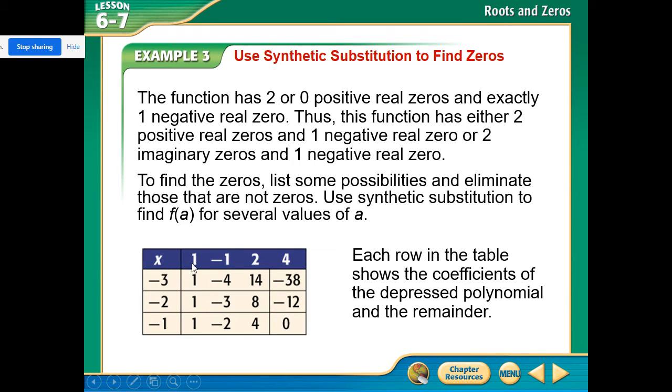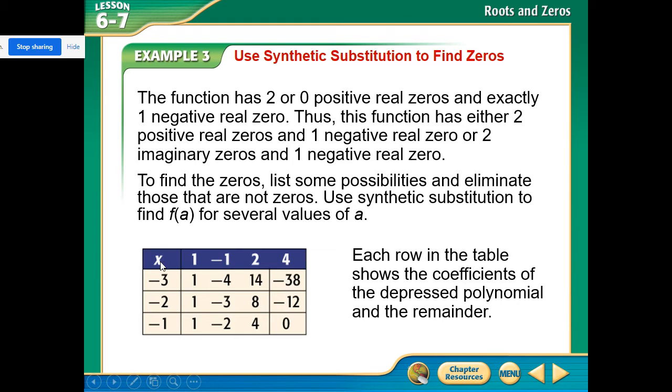So if I put -3 in here, I drop my 1. 1 times -3 is -3. Add it and get -4. Notice I'm just kind of missing that middle part of my synthetic division. -4 times -3 is 12, plus 2 is 14. Multiply and we get -38. That's obviously not a 0.